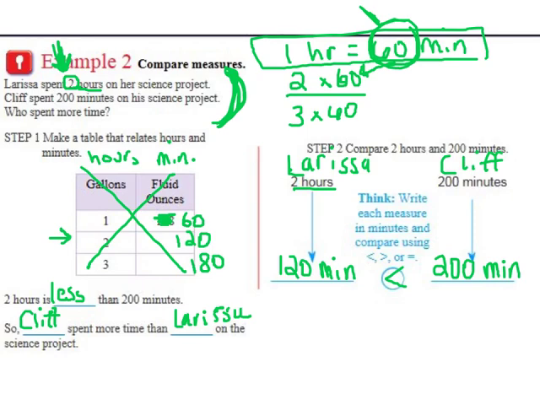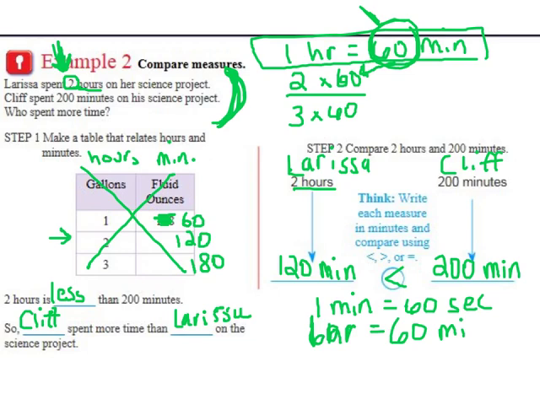So the ones that you will need to know for time is that 1 minute is equal to 60 seconds. 1 hour is equal to 60 minutes. So that's basically what you should know for 12.8.